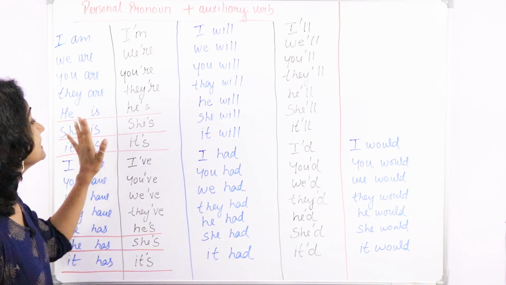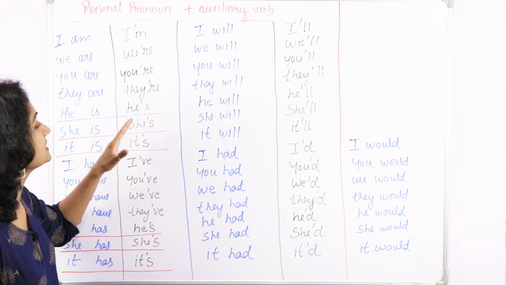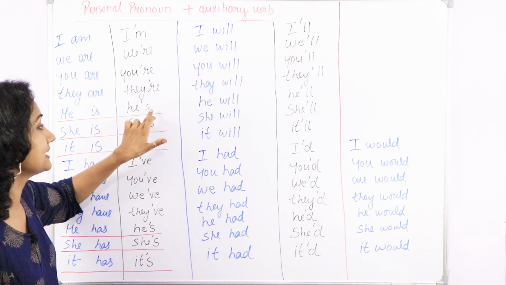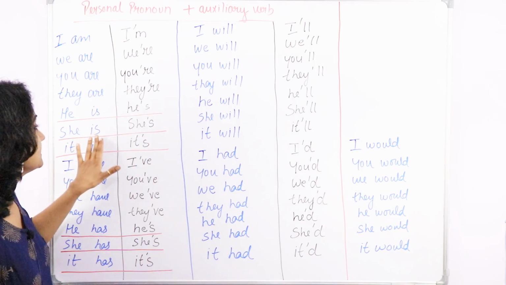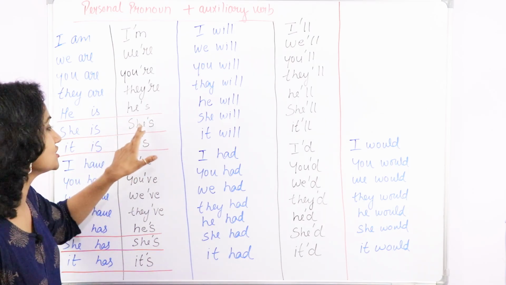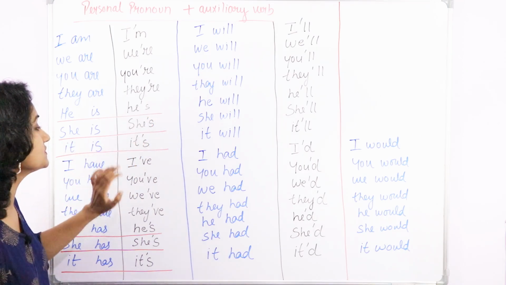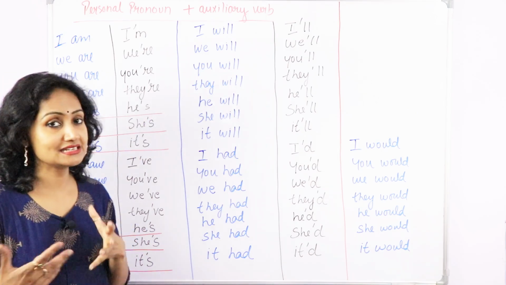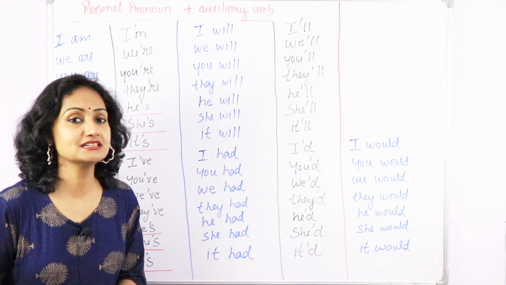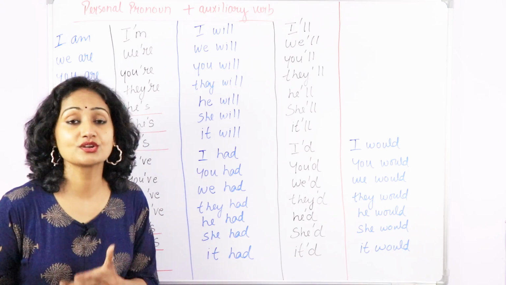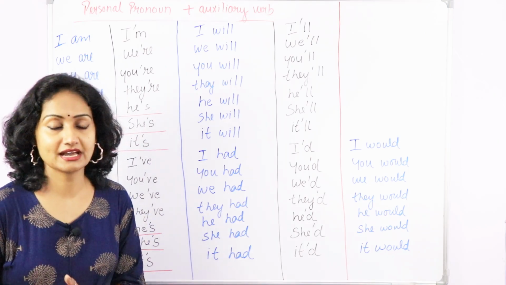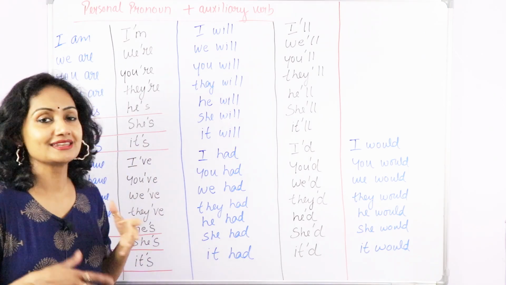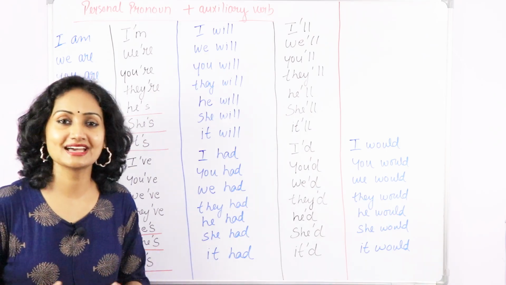Next is "he is." Now "he is" becomes "he's," he apostrophe S. "She is" becomes "she's," she apostrophe S. And "it is" becomes "it's," it apostrophe S. He is going to do that. He's gonna do that. She's gonna do that. It is nice. It's nice.